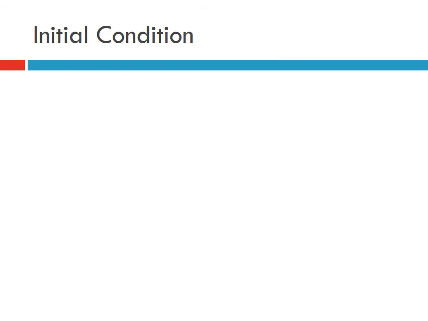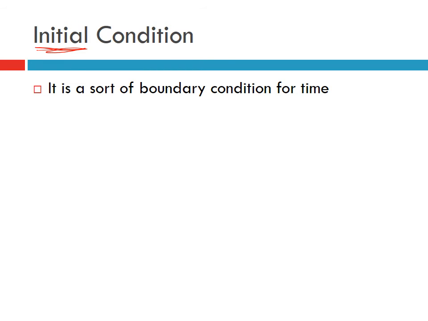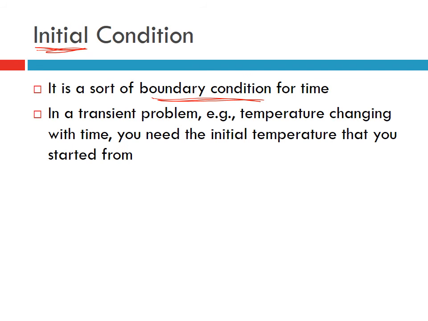So the last discussion in terms of boundary condition is what's called the initial condition. It is sort of a boundary condition for time, but it is conventional to call it initial condition when a process is transient, meaning the temperatures are changing with time. How in the world would you know the final temperature if you didn't know what you started with? So you need the initial temperature that you started from.